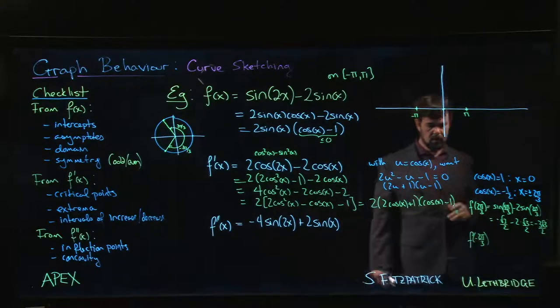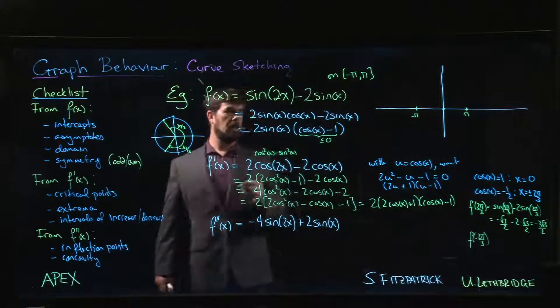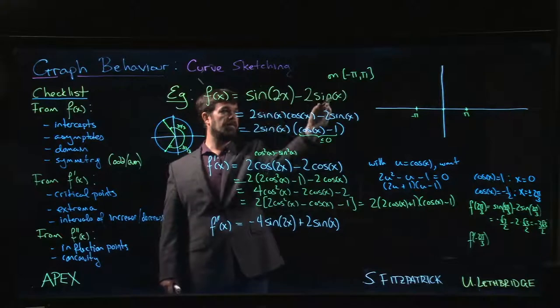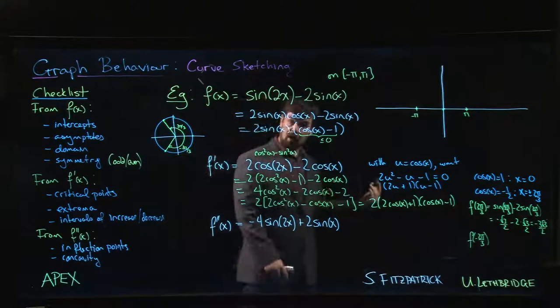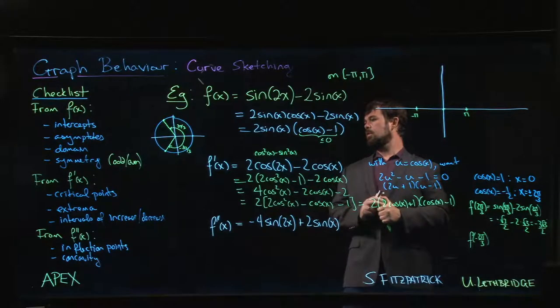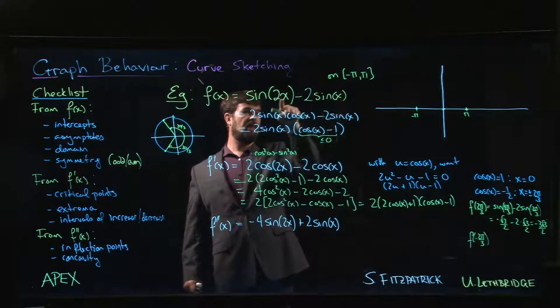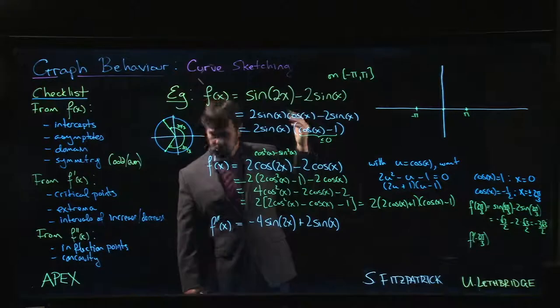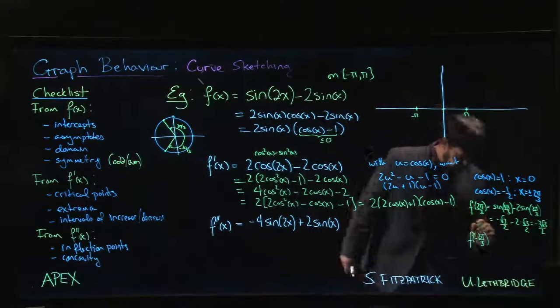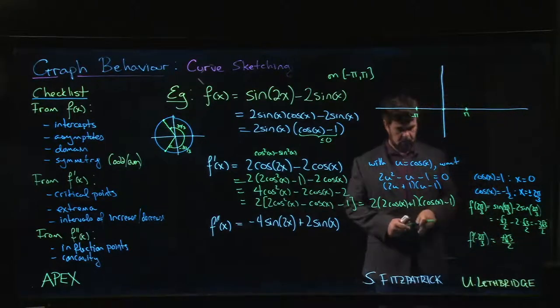And f at minus 2 pi over 3, well, it's going to be the same thing, right? But it'll be minus sine of 4 pi over 3 minus 2 sine of 2 pi over 3. Sine is an odd function, right? In fact, we do have some symmetry here, right? If we replace x by minus x, both of these functions are odd. So the whole thing is odd. So we do, in fact, have some symmetry that helps us, right? 3 root 3 over 2. Okay.